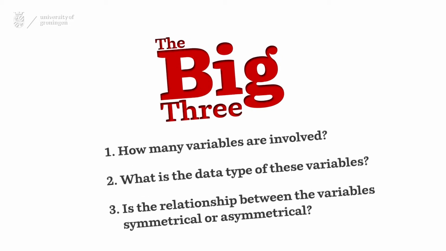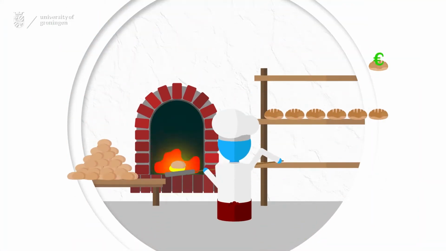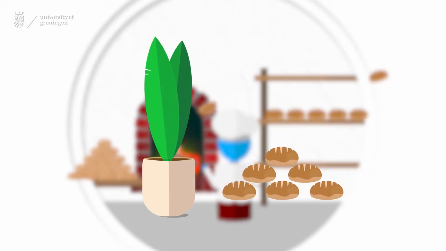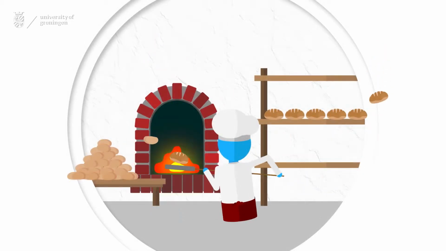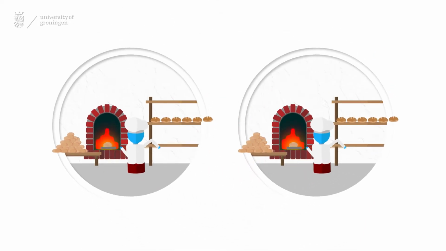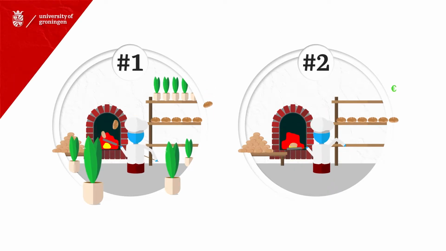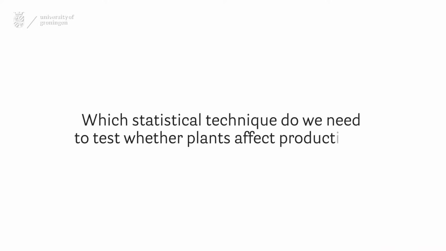For example, we study the productivity of a bakery. We define productivity as the number of breads produced per hour. The presence of plants in a working environment can increase productivity. We want to test if this is also the case in a bakery. Therefore, we measured productivity twice, once with plants in the bakery and once without. Which statistical technique do we need to test whether plants affect productivity?